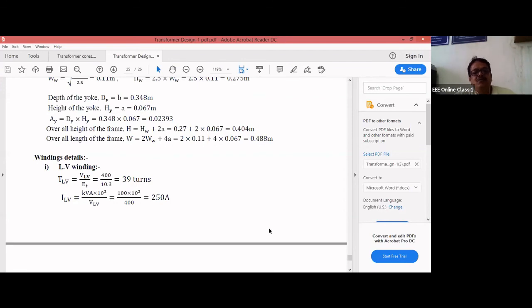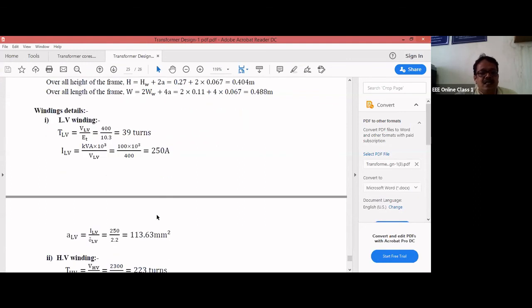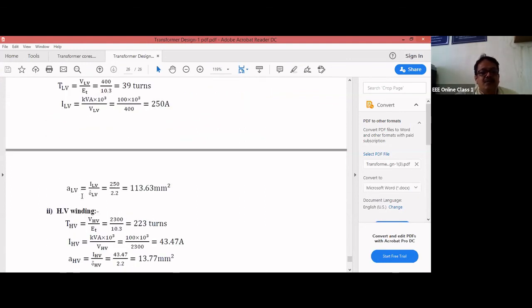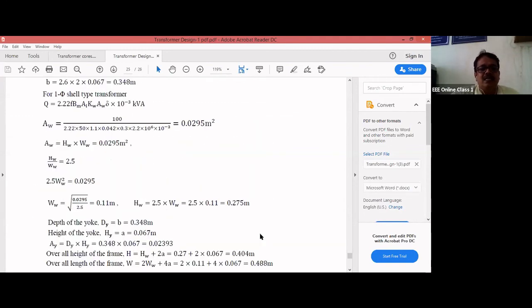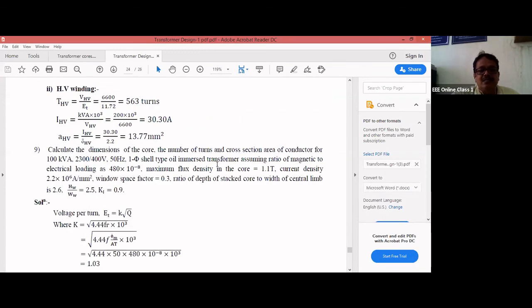And similarly, you calculate the winding details: LV winding number of turns, current of LV winding, and cross-section area of LV winding. In similar ways, you find the number of turns, current in the HV winding, and cross-section of the HV winding, or the cross-section of your primary winding. So these are all similar steps based on the conditions they ask. That is why I read out the conditions, and you can solve the problem. Very simple problem: finding the winding details, the main dimensions and core dimensions.